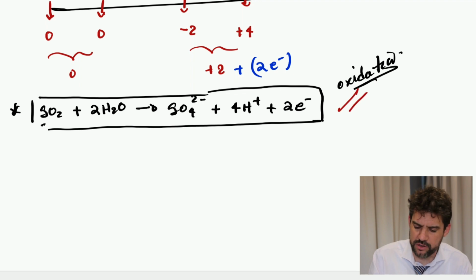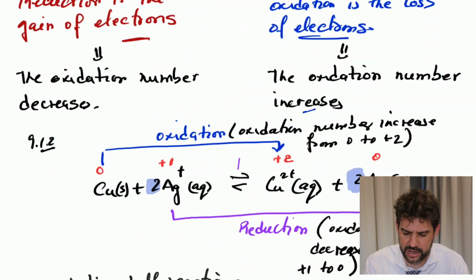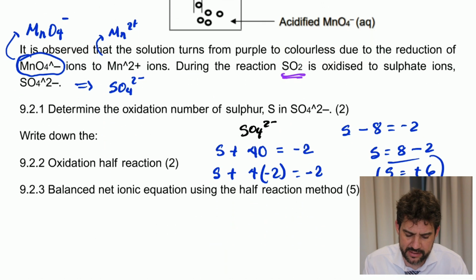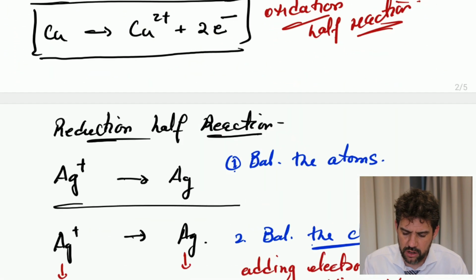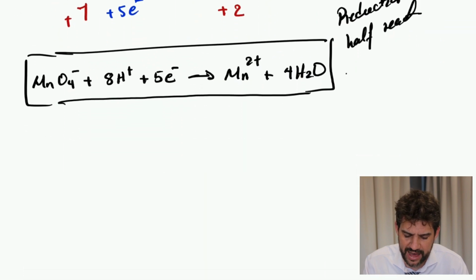So the marks were for this oxidation half reaction. Now we have to do the net equation, the balance, the net equation, and it's quite simple when you are here already. They say balance the net ionic equation using the balanced reaction. So we need both half reactions.